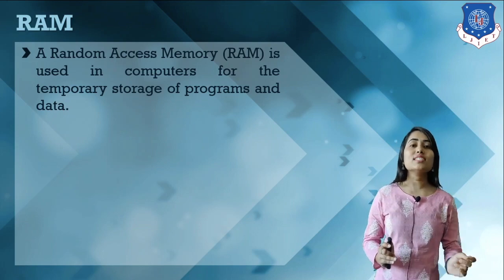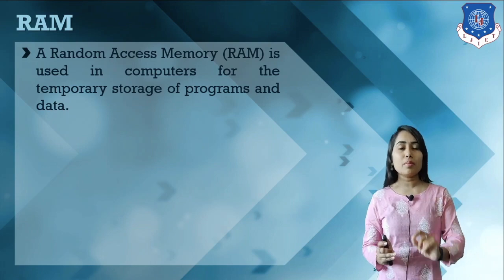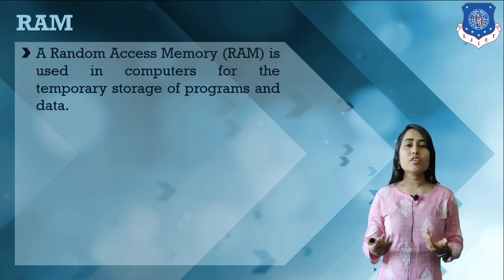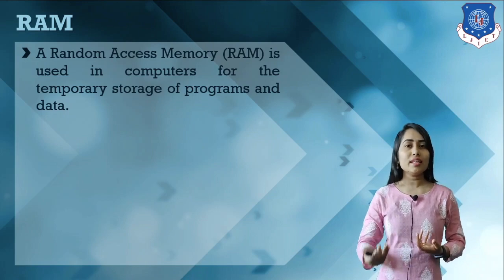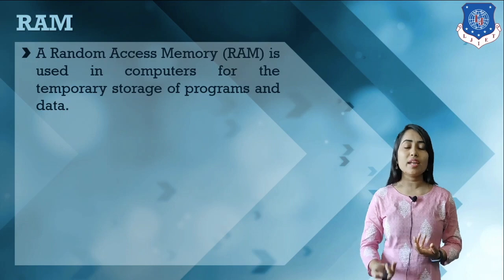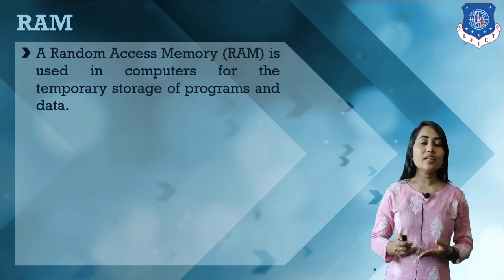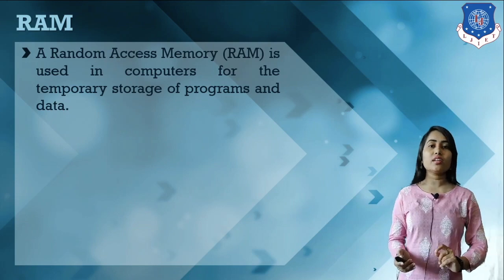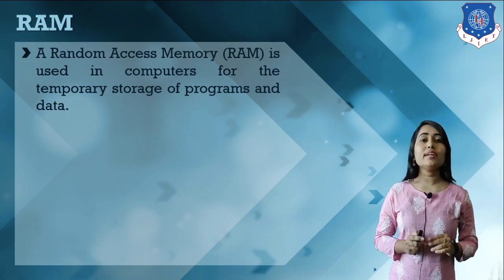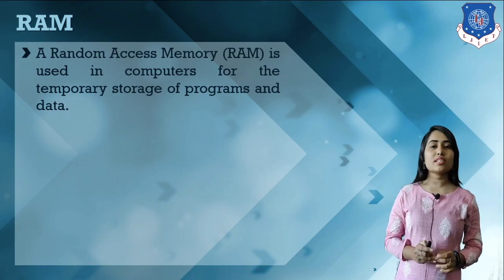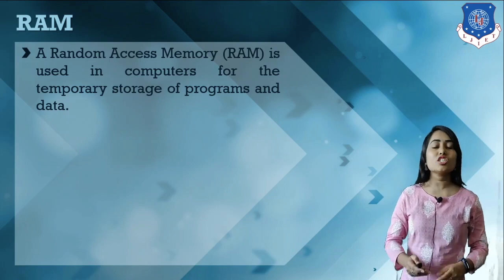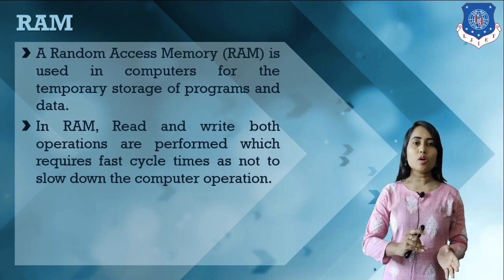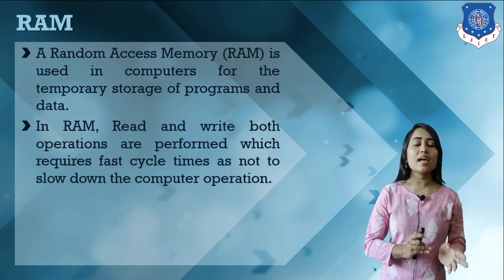So this random access memory is used to store information which is not permanent in nature. In random access memory we can read the data or we can write the data. So this RAM is used for temporary data storage. This RAM has basically read and write operations.